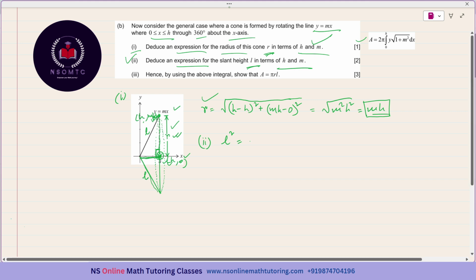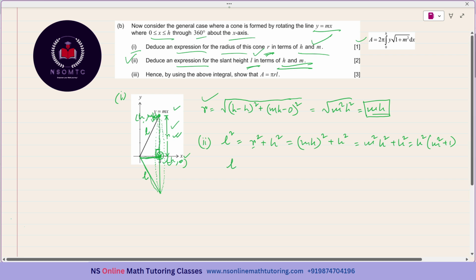So r square plus h square. Since they have asked us to get the expression for L in terms of h and m, we cannot keep the r. We will be writing mh whole square plus h square, which is equal to m square h square plus h square, or I can just take out this h square as the common factor between the 2 terms, and I'll be getting m square plus 1. So this is the expression for L square.